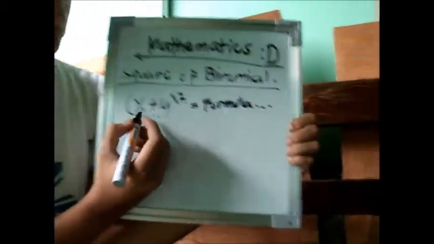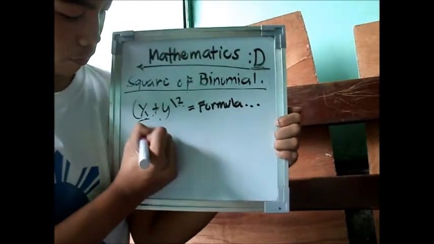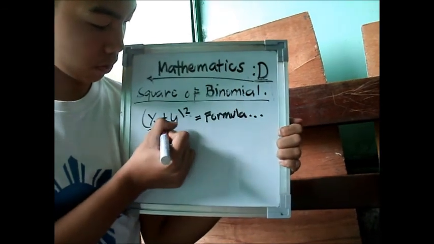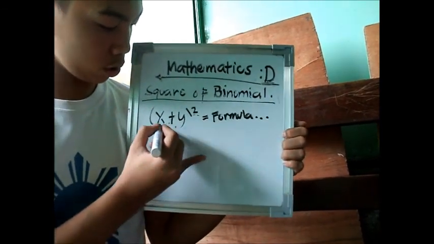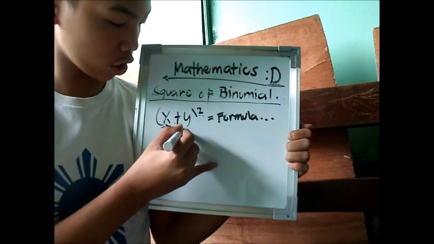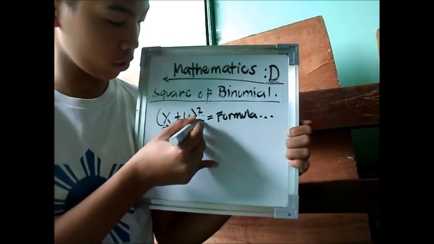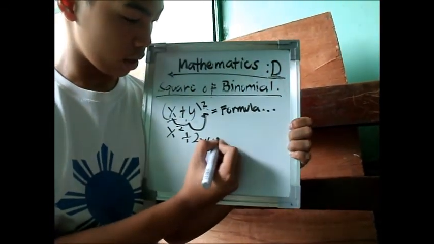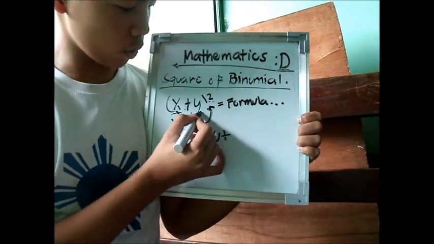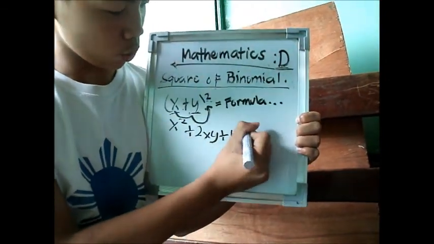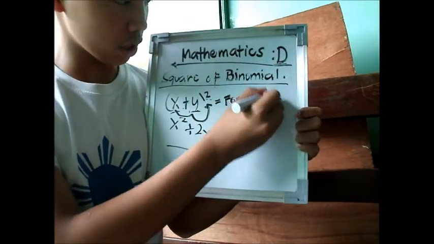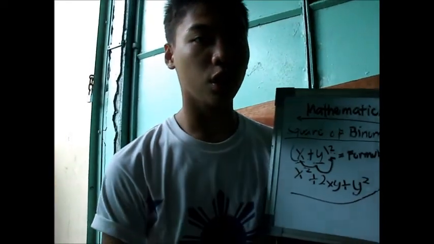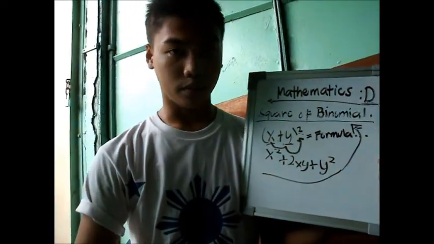The first thing you will do is square the first term. So the answer will be x squared. Then plus. Why is it plus? Because it's positive. Then the second thing you will do is multiply the first term to the second term and multiply it by the exponent. So the answer will be 2xy. And the last thing you will do is square the last term, y squared. So that's the formula for the square of a binomial. Later on, I will give some examples of how to do the square of a binomial.